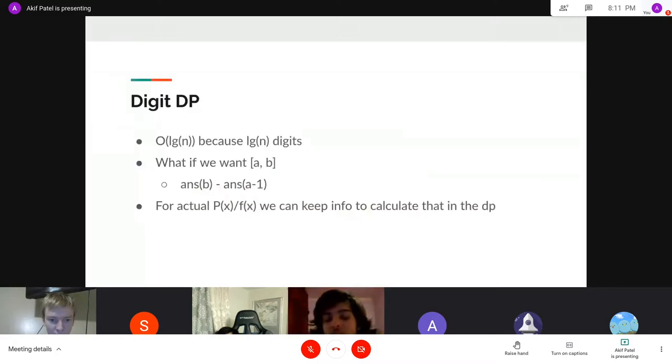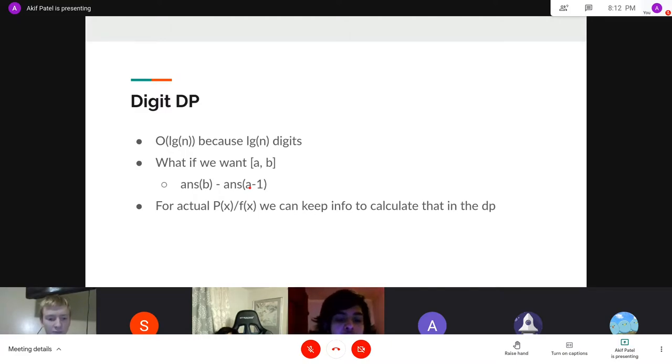And one thing to note is what if instead of 0 to A, we want the amount of numbers in the range A to B instead, or the amount of numbers that satisfy this predicate P of X in the range A to B. Well, this is a very simple solution for that. We just take from 0 to B, minus 0 to A minus 1, like this. Because then we'll have everything up to B, and anything below A will get removed.